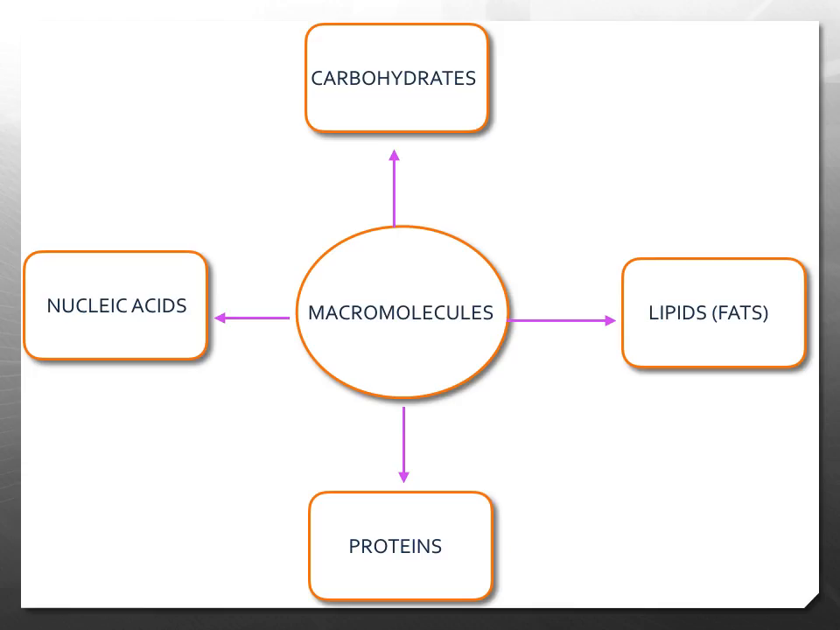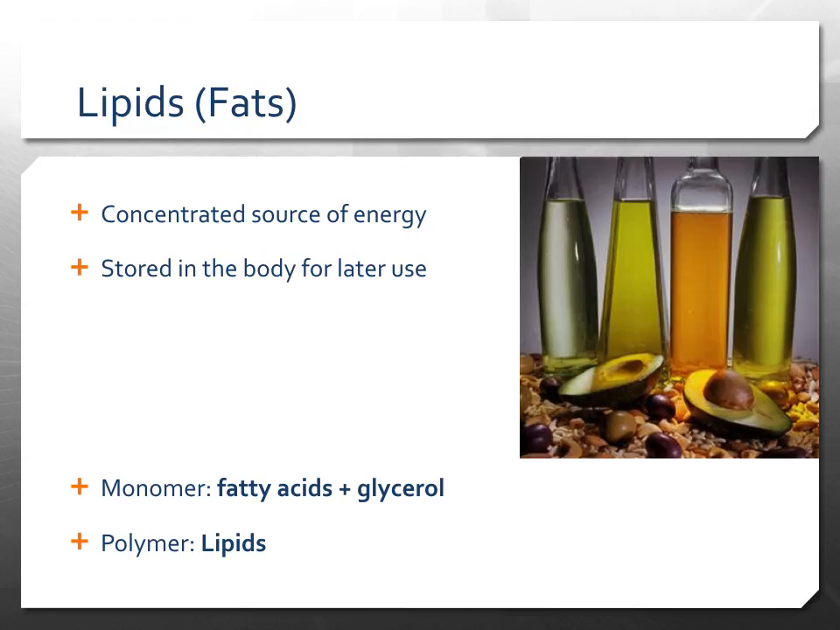Okay, back to this chart. We knocked off carbohydrates. Let's go to the next section, lipids or fats. Lipids or fats are considered concentrated sources of energy. While carbohydrates were quick sources of energy, these are concentrated sources of energy. So one drop of fats or lipids contains more energy than a drop of carbohydrates. Why does our body need lipids? Because we store them in our body for later use. We store them for energy that we might need at some other time.